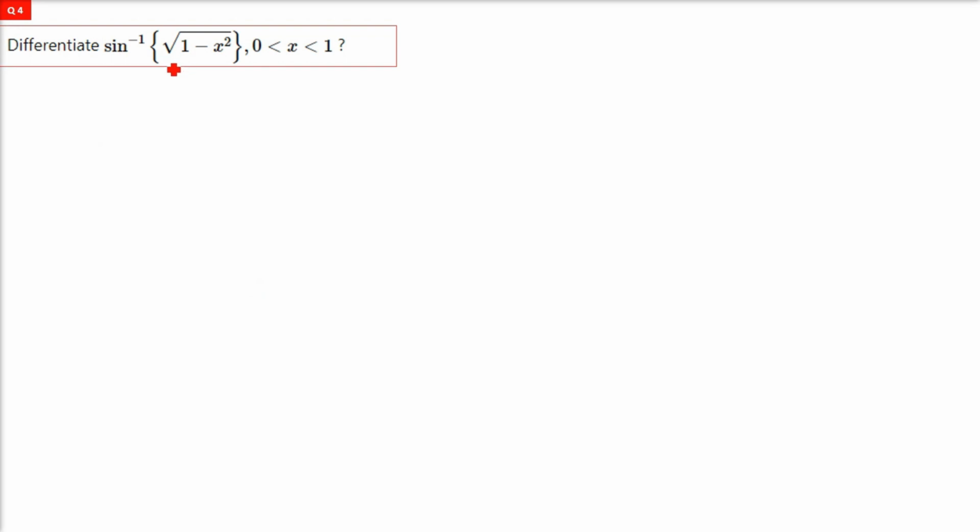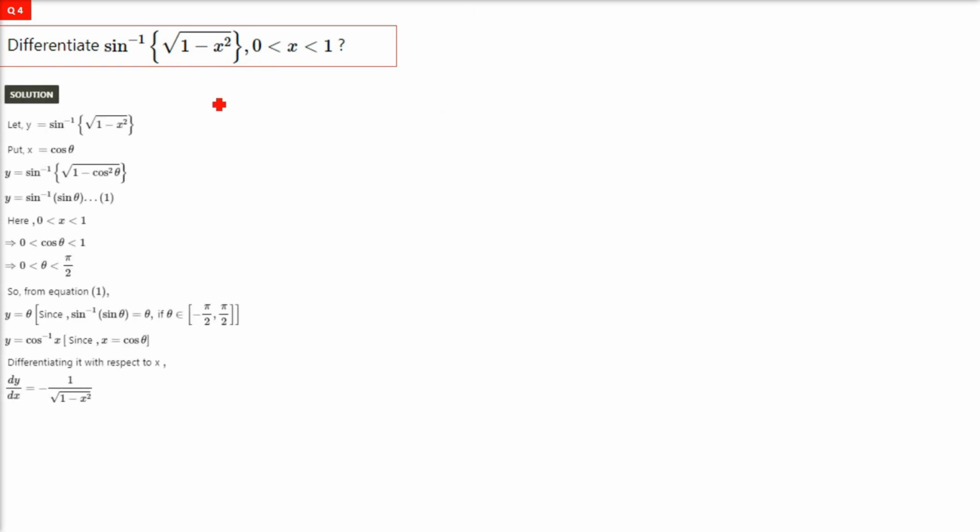Same thing here. Now I hope you got a fair idea what we are trying to do. Whatever is inside, we have to change it so that it begins with sine. And what should we replace? Because it is a square minus x square type, most probably we always take x as a sine theta or a cos theta. But in this case, as we have seen in the previous question also, we are replacing it by x equals a cos theta. A is 1 here because it is 1 square minus x square. So we will be writing x as cos theta.